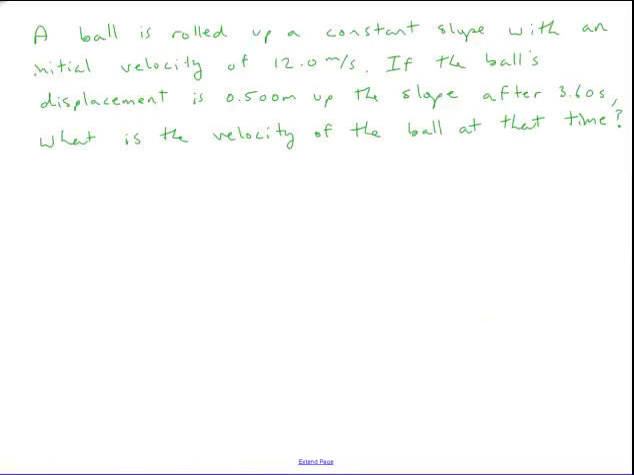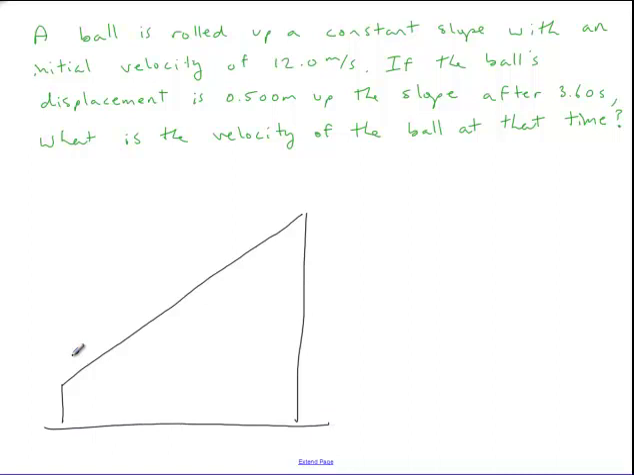Okay, final question. A ball is rolled up a constant slope with an initial velocity of 12.0 meters per second. If the ball's displacement is 0.500 meters up the slope after 3.60 seconds, what is the velocity of the ball at that time? Okay, sounds like a lot is going on. As always, let's draw it. Okay, so here's the slope. It's just a ramp. Okay, somebody built this. It's at the skate park, let's say. And we start with a ball.